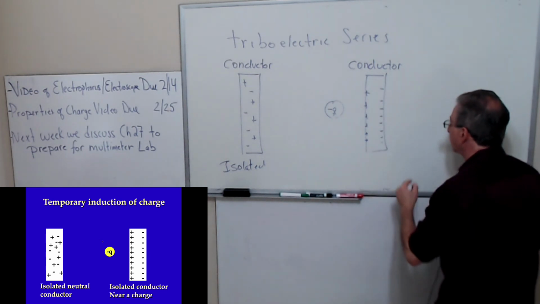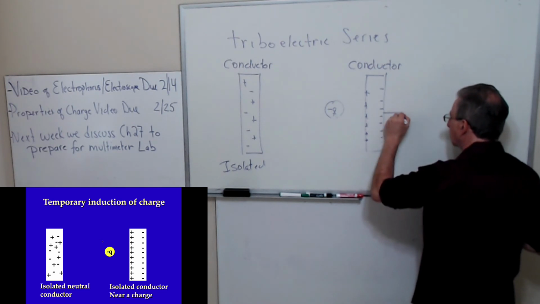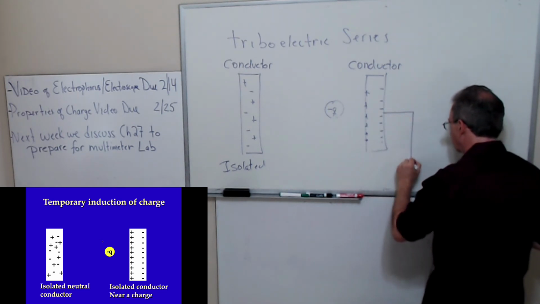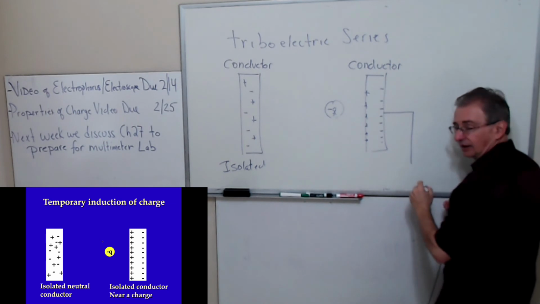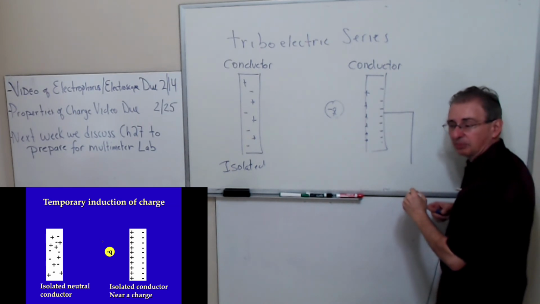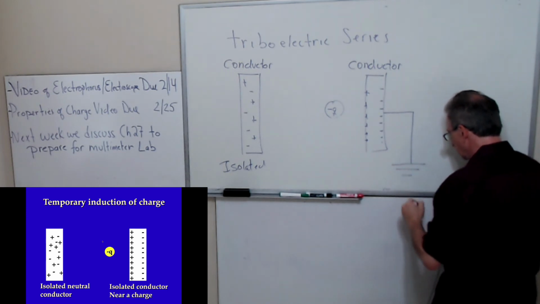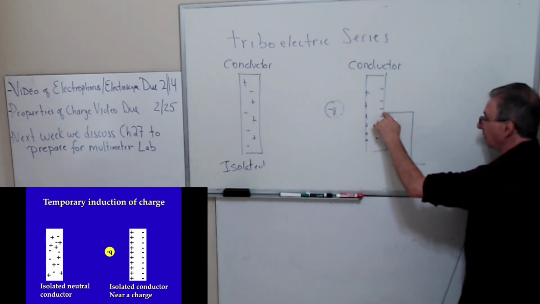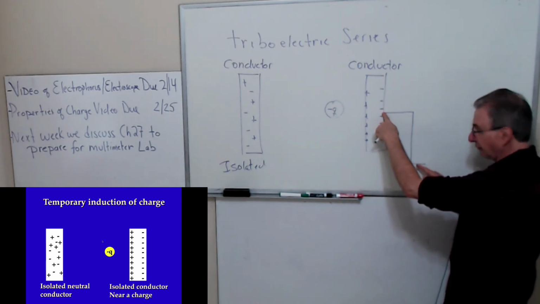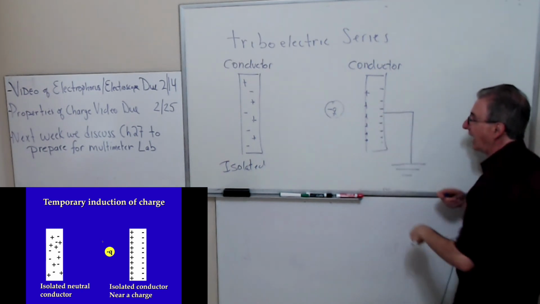Now, what if I take a wire and I touch it to ground, like the water pipe in your house? And by the way, the symbol for ground is this. That's the symbol for ground. So let's say I put one finger here and then the other finger on the water pipe. What's going to happen?